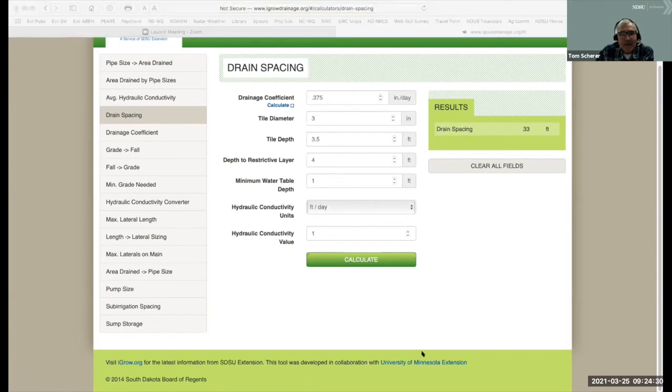So if I go back to here, just showing you that as you go deeper in depth, the spacing gets wider. Why is that? Well, assuming that the area between the tile, you want to keep it level, the head differential gets greater as you get down deeper. So therefore the water can push through faster, so you can go wider. So at 4 foot, 62, all else being equal. So the shallower you are, the closer you got to be together and so forth.